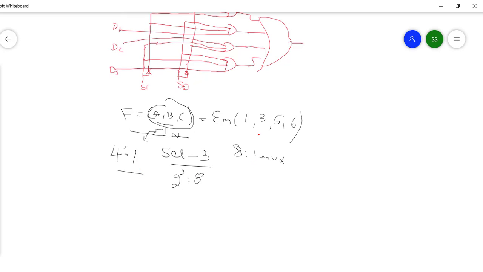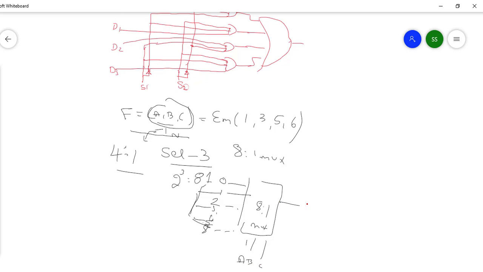With the 8 is to 1 mux it's very easy. You select wherever 1, 3, 5, 6 are. This is your 8 is to 1 mux, with inputs 0, 1, 2, and so on up to 7. Wherever 1 is there, that particular number you select. The numbers are 1, 3, 5 and 6, take them and make them logic 1. The 3 select lines are A, B, C, and you will get the answer. It's very easy, because wherever 1 is there, the other portion is 0, so it's not an issue.